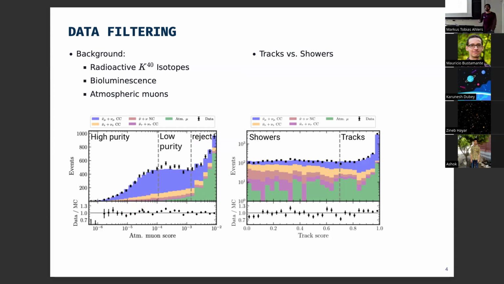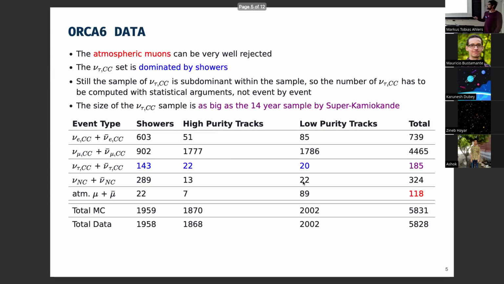And then for tracks versus showers, we again train another BDT. And you can see here the tracks and the showers. Doing this will give us a table like this. So here you can see the different event types that we simulated in our Monte Carlo sample with the corresponding numbers. And then you can see the total Monte Carlo set and the total data for each of those BDT classes. And there are a few really interesting things.